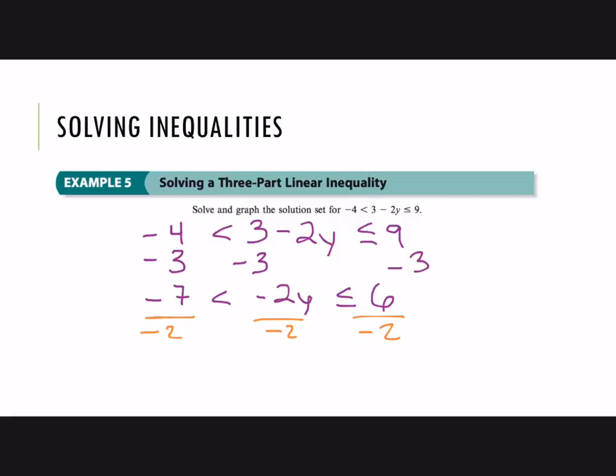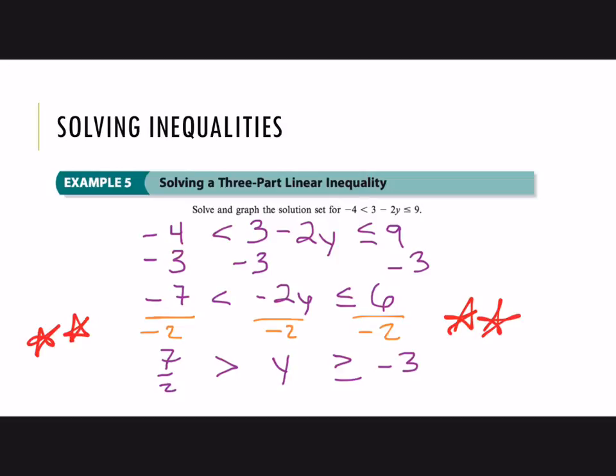So that should be a warning. We're dividing by a negative. So right away you need to reverse all of those inequality symbols. So the first one would become a greater than symbol, and the second one would become greater than or equal to. And then go back for the numbers. So here you would have 7/2. In the middle you would have y, and on the right you would have -3.